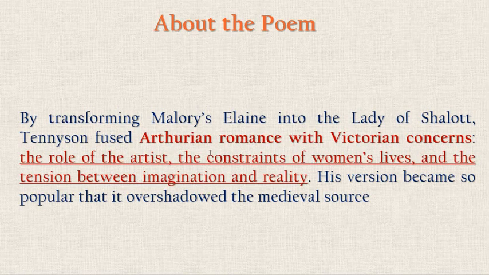Here we can think of the condition of women, for example. And of course, since we have something related to art, weaving, looking at the mirror, all these things are related to art and artists. So we can think that these are the main ideas discussed in the poem, and when we analyze the themes of the poem, we can come up with such analysis or explanation. His version became so popular that it overshadowed the medieval source.